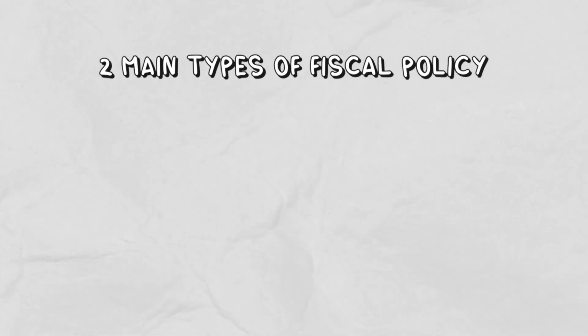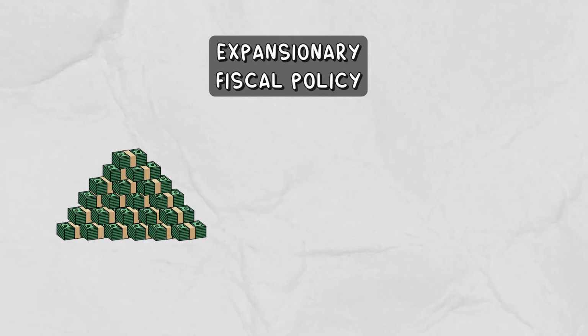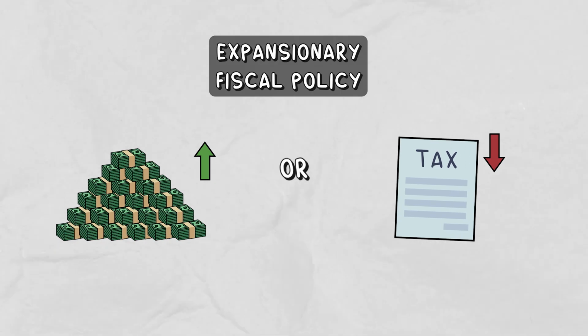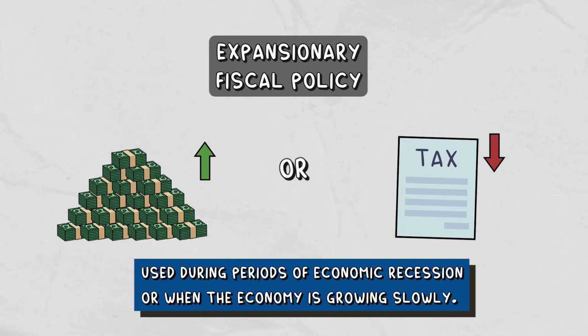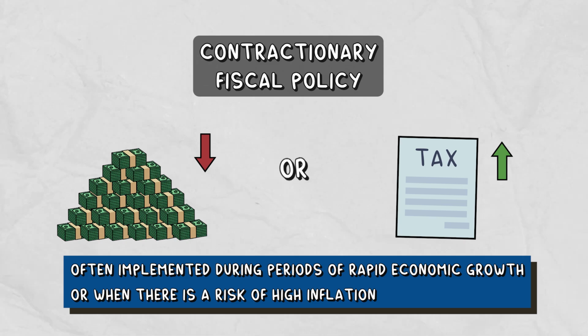There are two main types of fiscal policy: expansionary fiscal policy and contractionary fiscal policy. Expansionary fiscal policy is applied when the government increases public spending or cuts taxes to stimulate aggregate demand and promote economic growth. It is typically used during periods of economic recession or when the economy is growing slowly. In contrast, contractionary fiscal policy is used when the government reduces public spending or raises taxes to decrease aggregate demand, control inflation, and stabilize the economy. This is often implemented during periods of rapid economic growth or when there is a risk of high inflation.